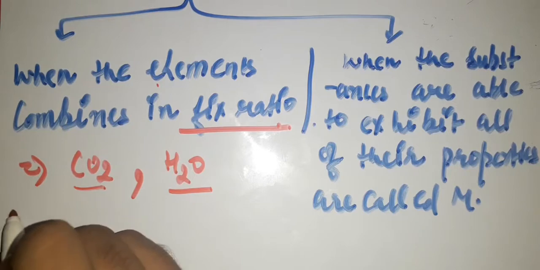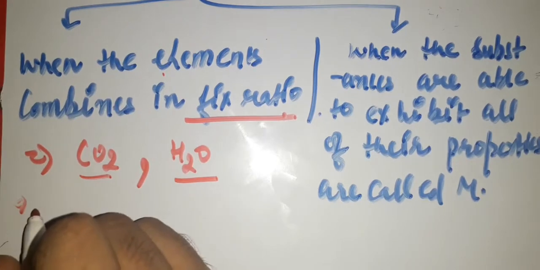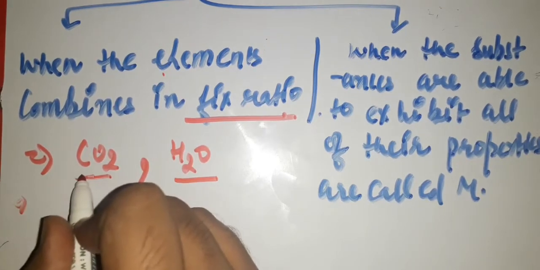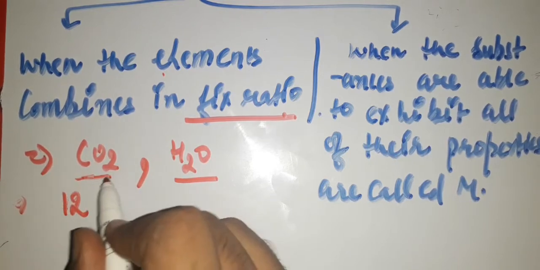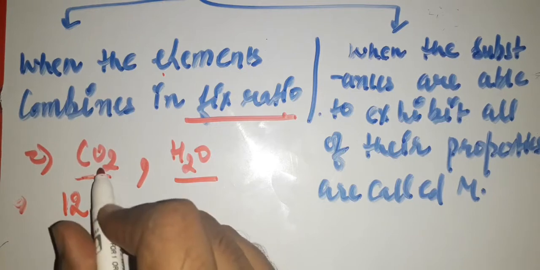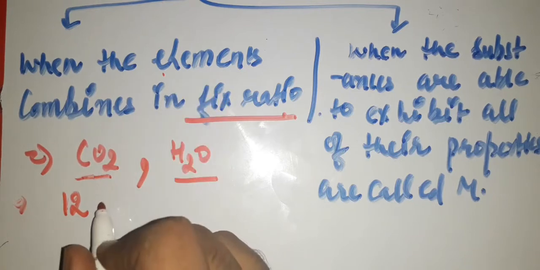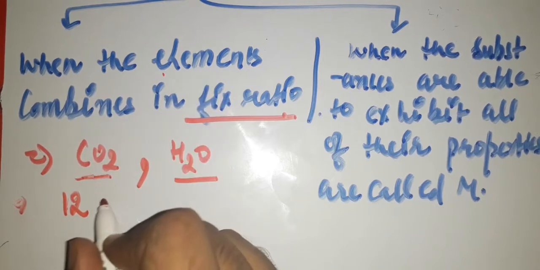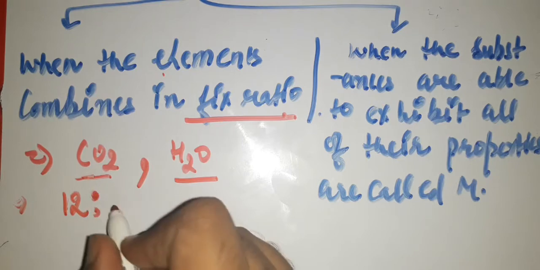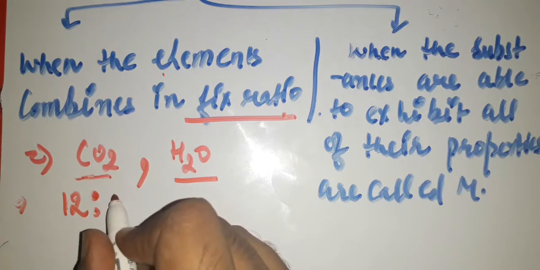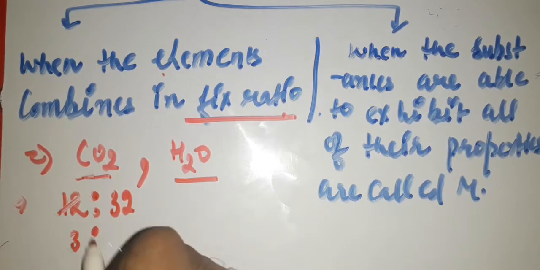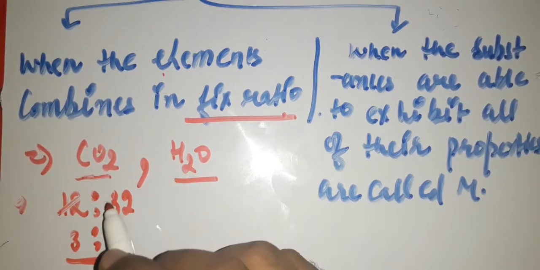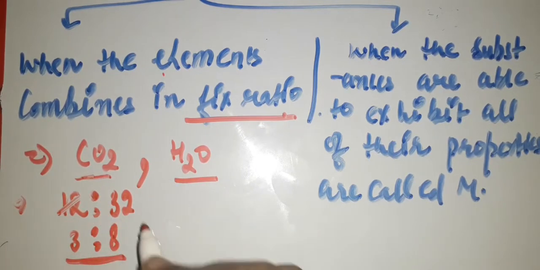So let us calculate the ratio by mass. In carbon dioxide, the atomic mass of carbon is 12, and one atom of oxygen has a mass of 16. There are two oxygens, so 16 into 2 will be 32. Let us compare them. We get a ratio of 3:8. So whenever carbon dioxide forms, the elements combine in a fixed ratio by mass, that is 3:8.